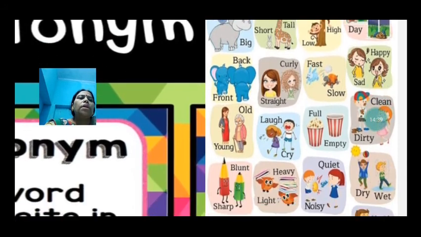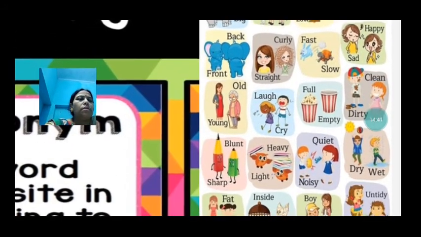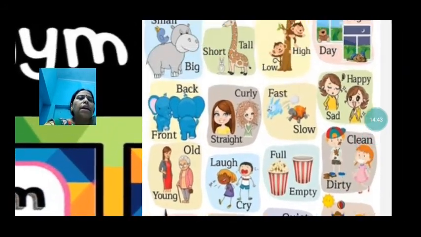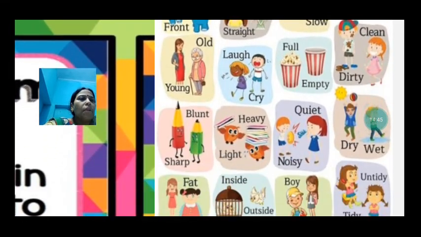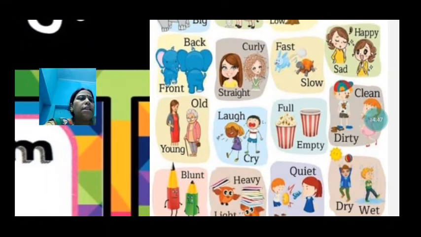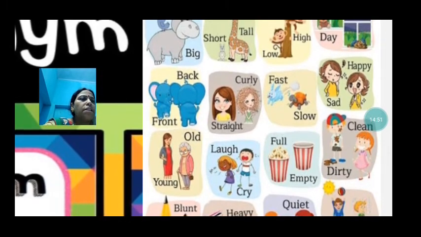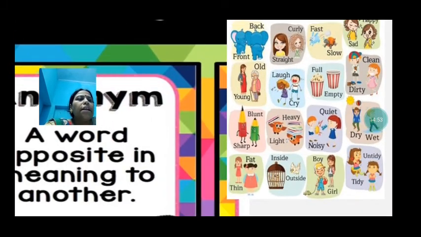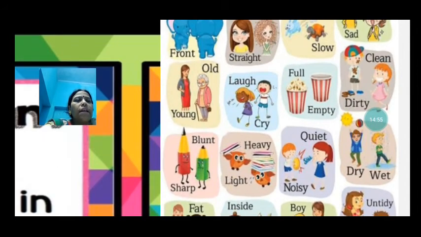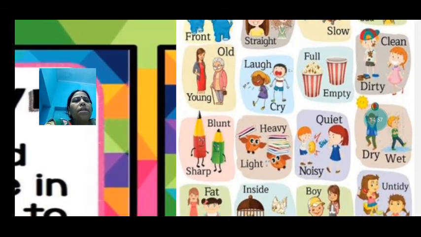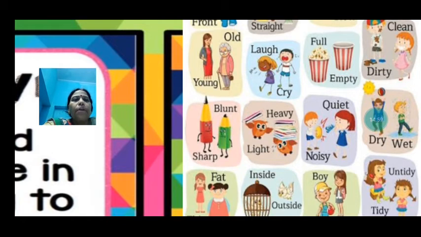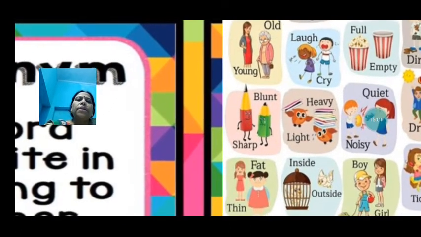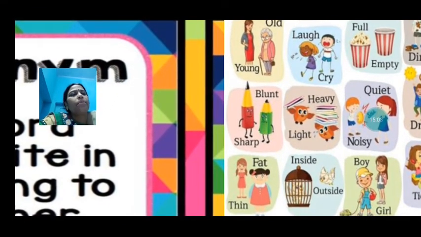Young, old, laugh, cry, full. You can see this: the can is full, the other one is empty, without anything. Clean. The boy is dirty and the girl is clean. You can see her clothes over there. Sharp and blunt. The pencil is sharp. You should write with a sharp pencil, not with a blunt pencil. If the pencil becomes blunt, then sharpen it.